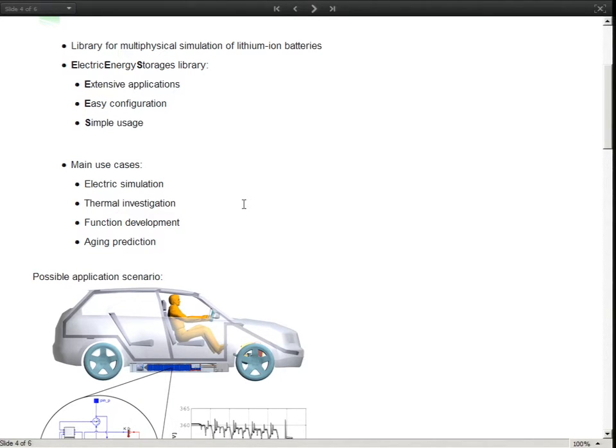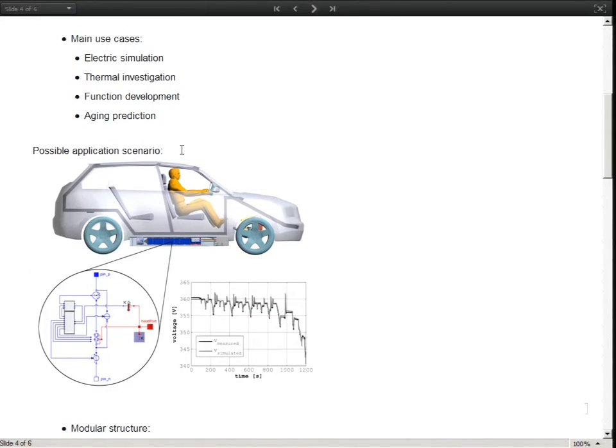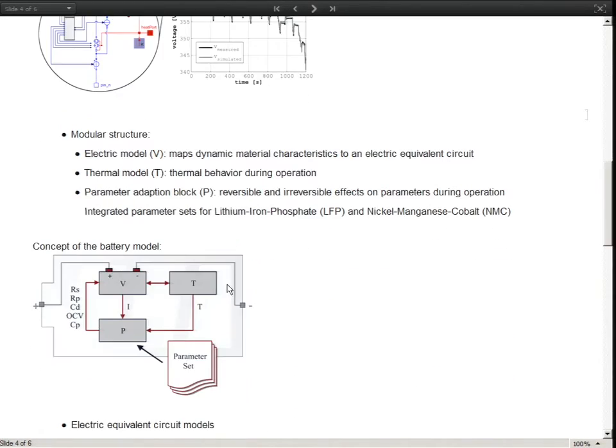We see here a possible application scenario. We used the battery models for an entire vehicle simulation, and we had the battery stack below the vehicle, and we used our Electric Energy Storages Library for electric and thermal simulation. We built the whole library on a modular structure.